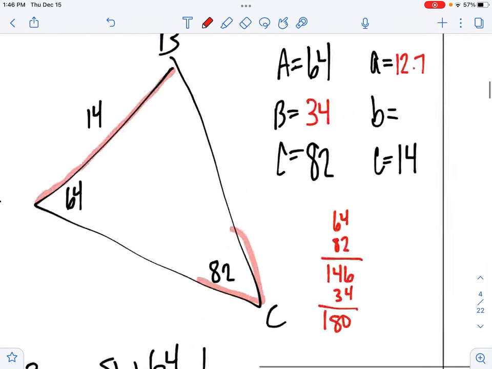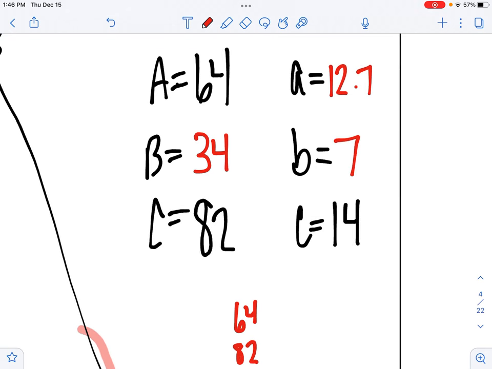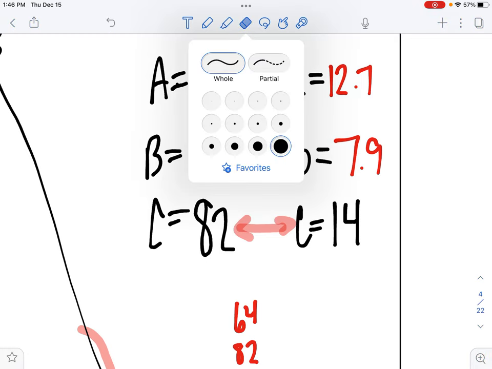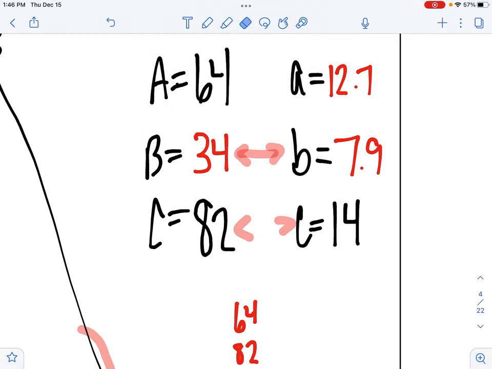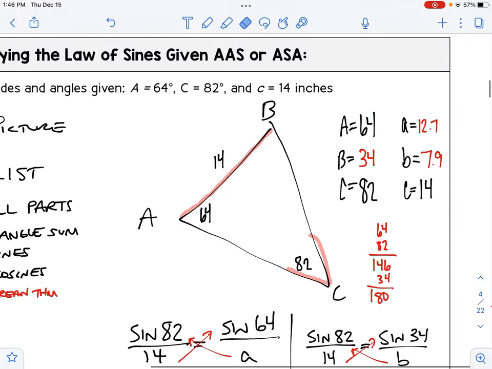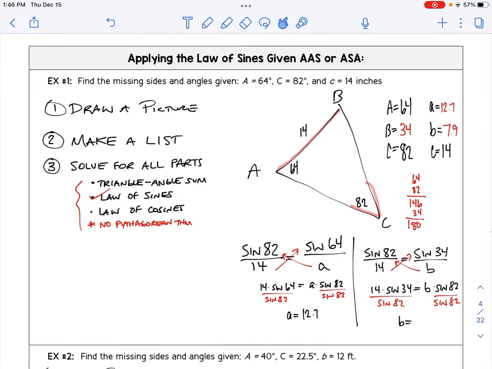For side b. And then a real quick spot check is to just make sure that your largest angle is across from your largest side. Those two should match, and your smallest angle and your smallest side. Those are just some small geometry facts that are true that you can use. It doesn't tell you whether you're right or wrong, but at least tells you if you're on the right track. All right, so that's law of sines.